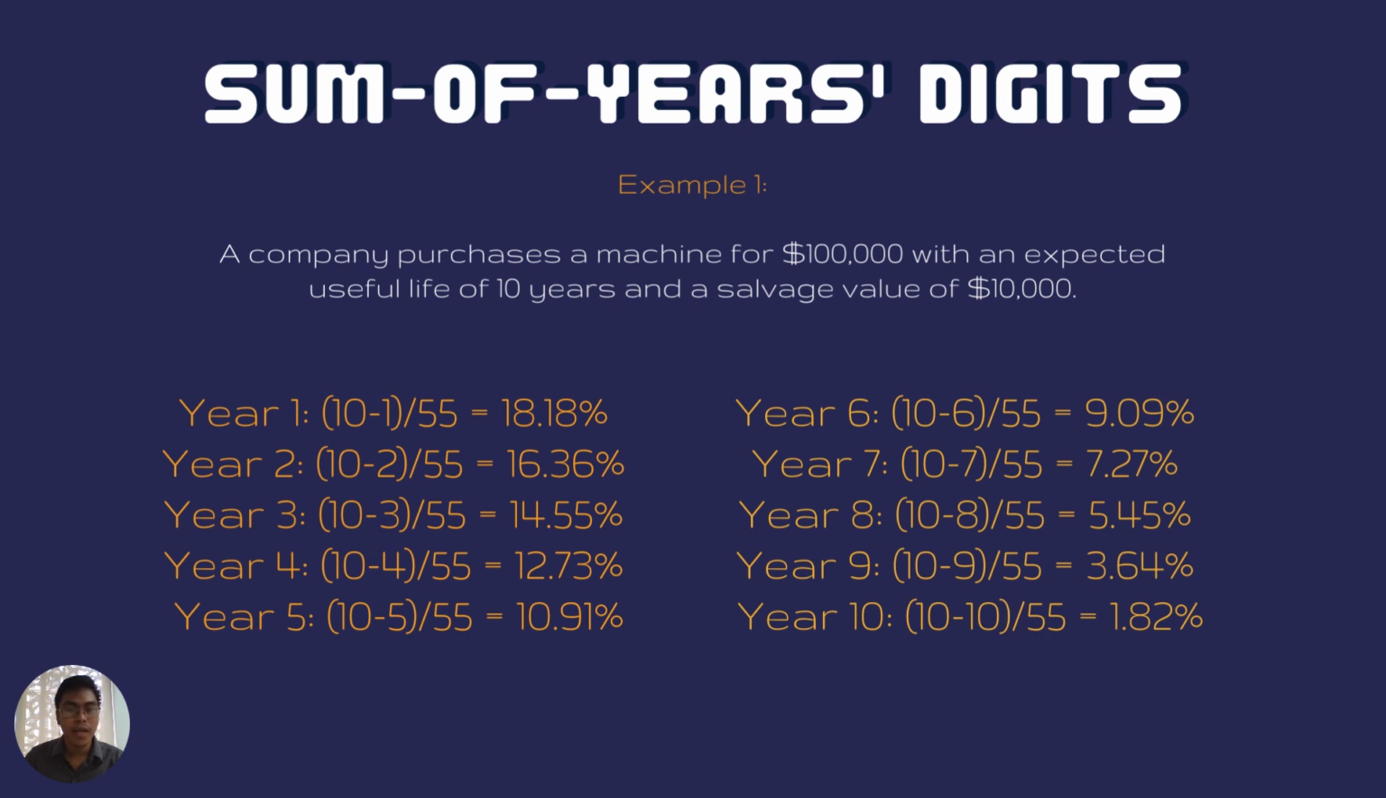Okay, where do we get that 55? It is 1 plus 2 plus 3 plus 4 plus 5 plus 6 plus 7 plus 8 plus 9 plus 10. So that is equal to 55. So I hope you understand that.